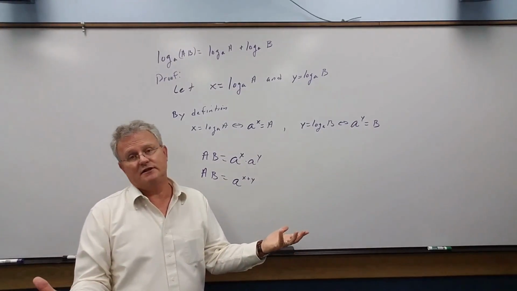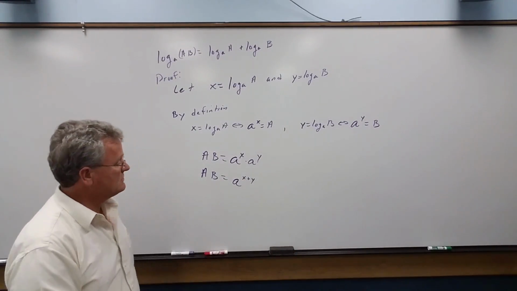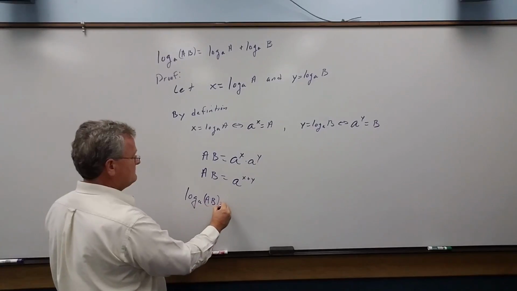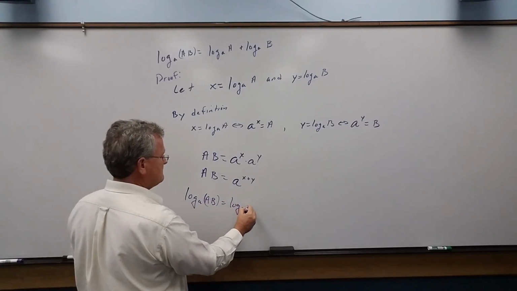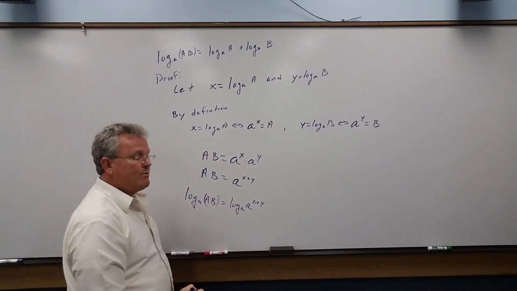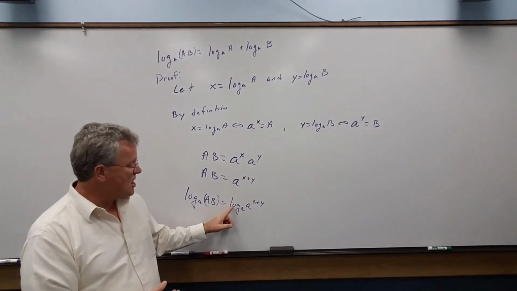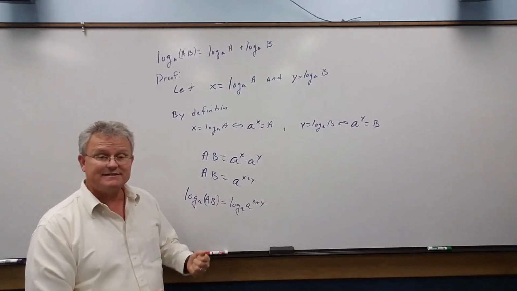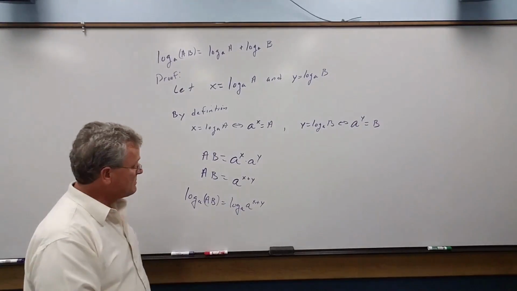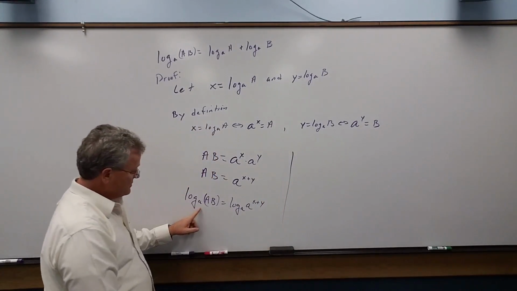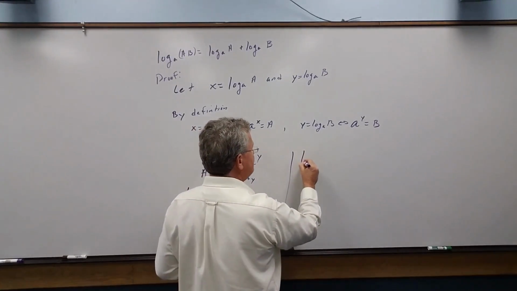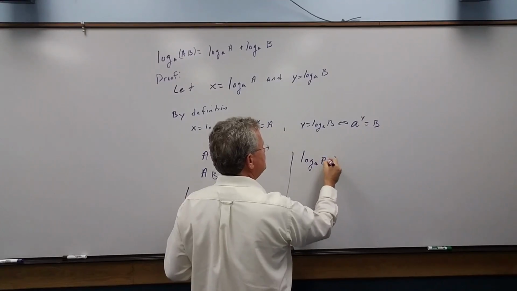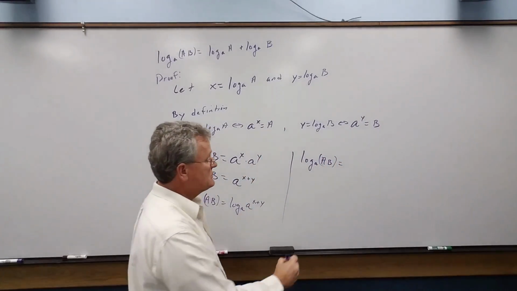Now let's take the log base a of both sides. Again, with an equation, if you do anything to both sides, you maintain the equality. From an earlier property, the log base a of a raised to an exponent is just equal to the exponent. So the log base a of AB is equal to the exponent, which is x plus y.